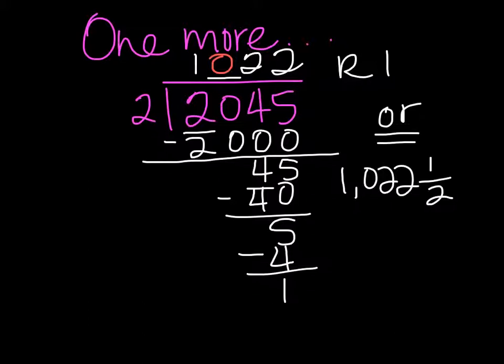Our answer is 1022 with a remainder of 1. We can write the remainder as R1, or we can say 1022 and 1/2. The 1 that is the remainder becomes the numerator of a fraction, and the 2 that was the original divisor becomes the denominator of the fraction.